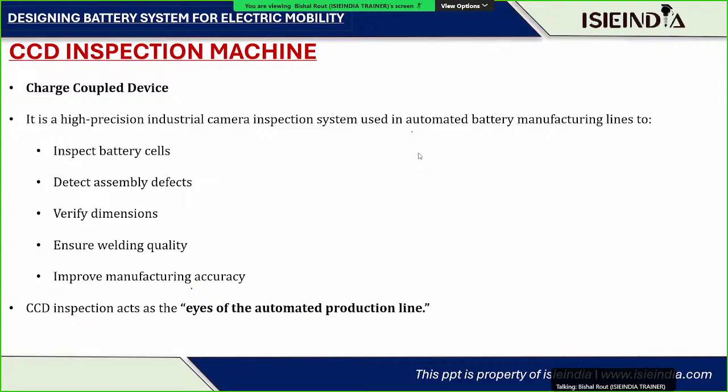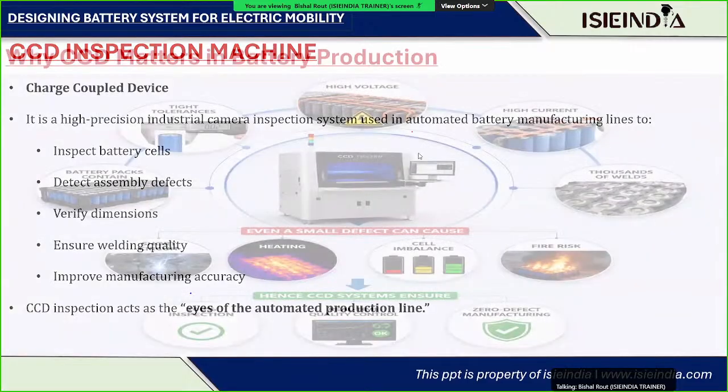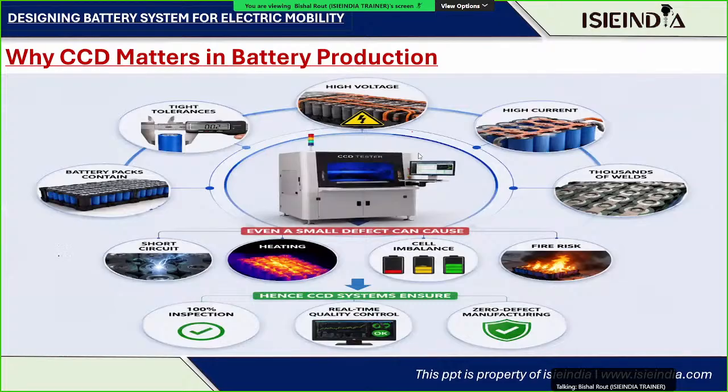So modern EV battery pack factories are utilizing CCD systems, the charge coupled device system, because battery packs require extremely high tolerance, especially during cell placement, spot welding, laser welding, and module assembly processes. Without CCD inspection, defects may remain hidden and later cause overheating, pack imbalance, short circuit, and thermal runaway inside vehicles. That is the reason for this CCD in battery production.